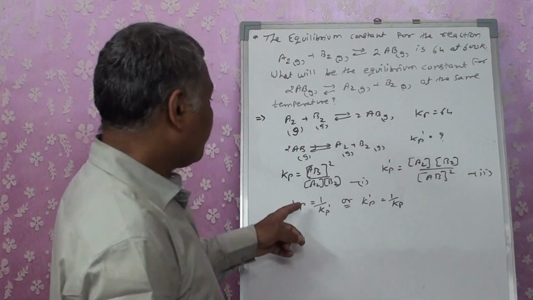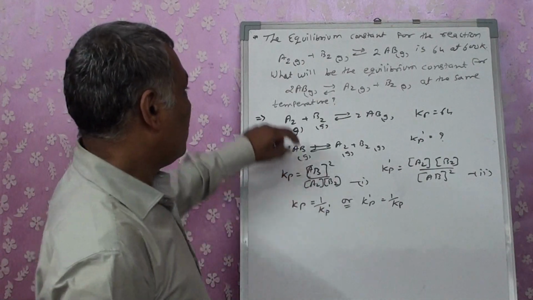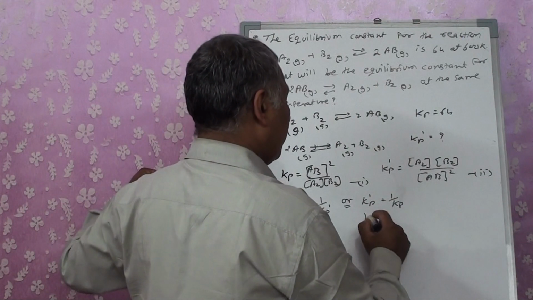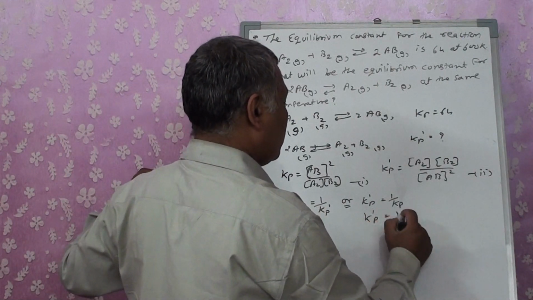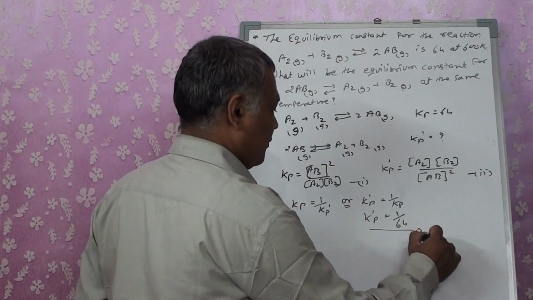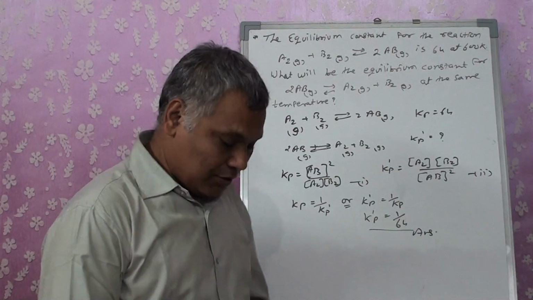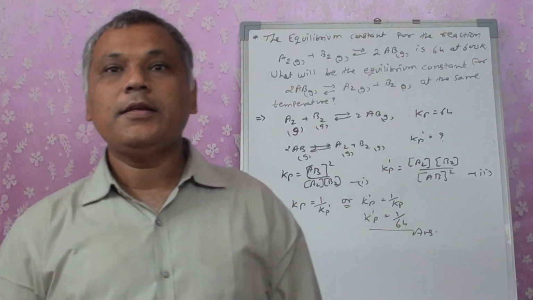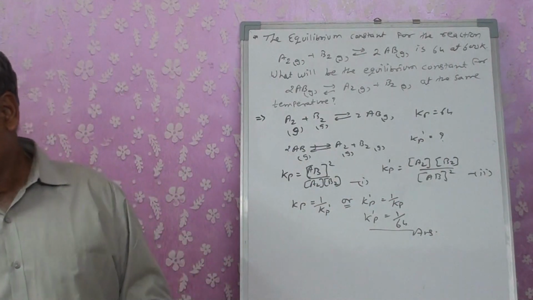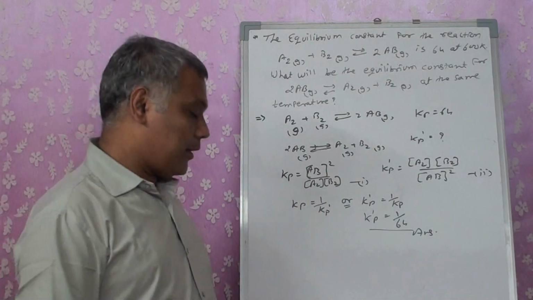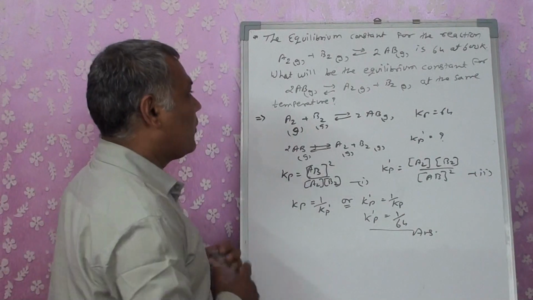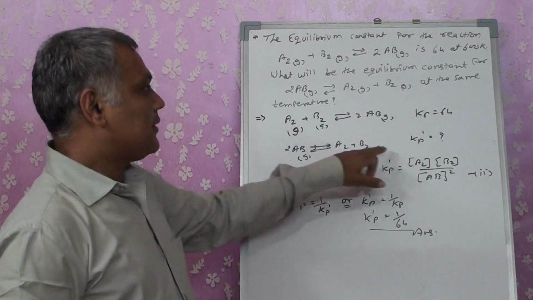Now Kp is given to me and Kp dash is to be found. If I substitute it in the given equation, Kp dash will be equal to 1 by 64. This is a simple sum; this time the formula has been given in the form of derivation. So we get the answer 1 by 64, that will be the answer for the second reaction.